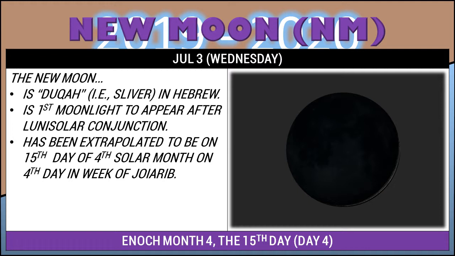Now I'll give you fair warning. If you look up a site like timeanddate.com, they're going to give you the day of the conjunction, not the day of the first sliver. So just be forewarned, like this previous new moon, Time and Date shows it as July 2nd, when the actual sliver occurred on the 3rd, and you can check that as well.